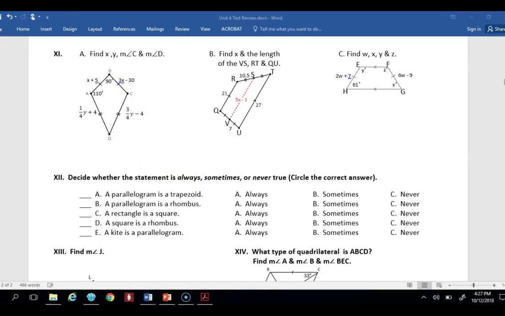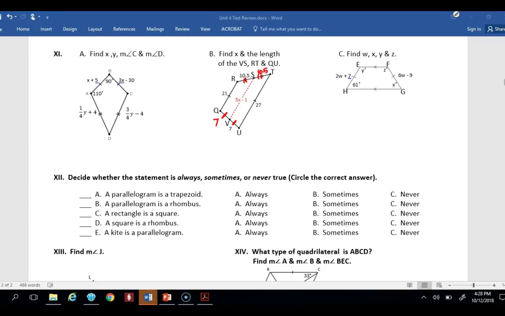Okay, now we're on letter B. It says find x and the lengths of VX, RT, and QU. So again, what we have to realize first is that the dashed line here, the 5x minus 1 line, is a mid-segment. So we know that QV and VU are the same, since we've got these tick marks, so we could put 7 up there. And we know that RS over here, we've got 2 ticks here and 2 ticks here, so this is also 10.5.